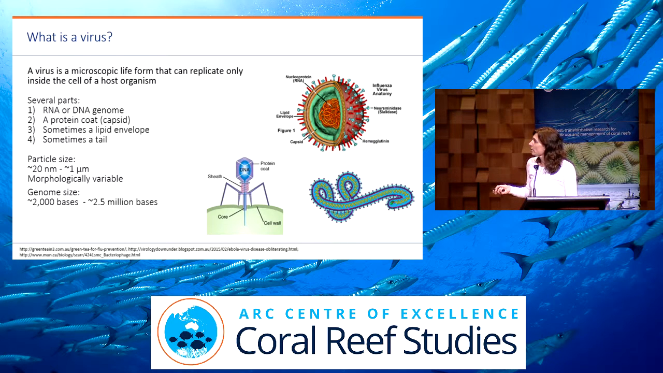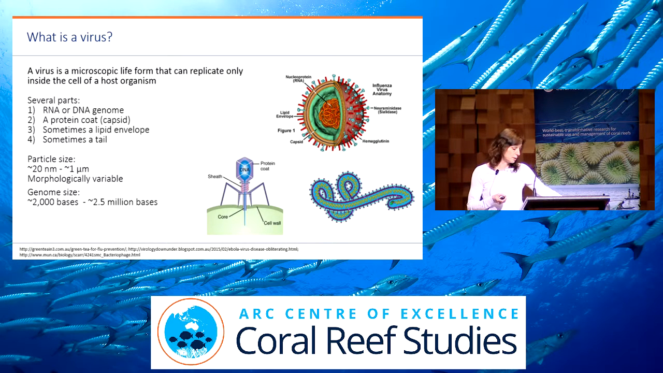And many of those have a tail that is used to engage with their host and insert their genome into the host. The size of viral particles is very variable. They're mostly small, ranging between 20 nanometers and up to a micron, which is almost the size of a bacterium, so actually relatively large. And they're morphologically very variable, and I'll give you some examples here. As with particle size, genome size is also extremely variable and ranges between about 2,000 bases and 2.5 million bases.